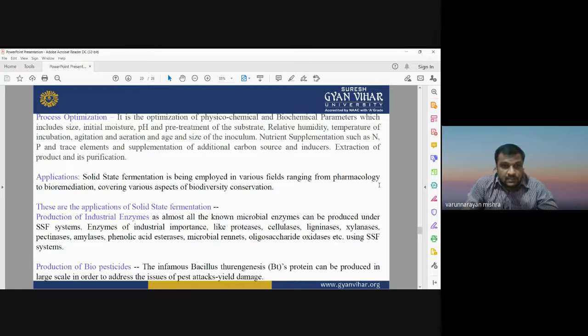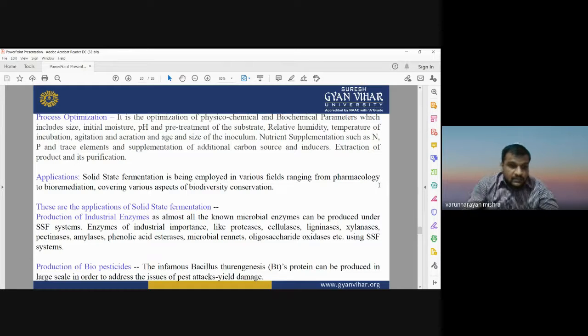Process optimization is the optimization of physiochemical and biochemical parameters, which include the size, the moisture content, the pH level, the pre-treatment of the substrate, relative humidity, temperature of the incubation, the nutrient supplements such as nitrogen, phosphorus, and different trace elements, and supplementation of additional carbon source and inducers. Okay, application of SSF is in various fields ranging from pharmacology to bioremediation, covering various aspects of biodiversity conservation. So these are the applications of solid state fermentation.